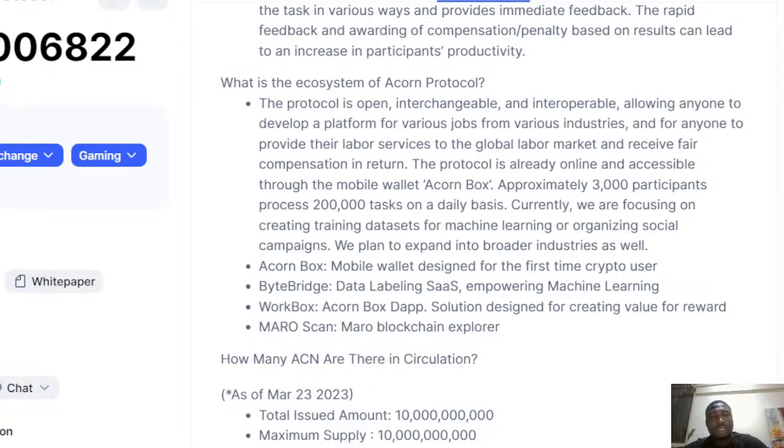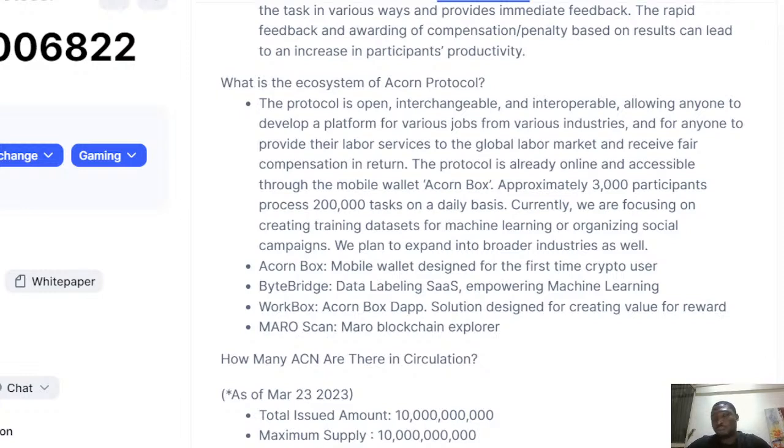So what is the ecosystem of Acorn Protocol? The protocol is open, interchangeable, and interoperable, allowing anyone to develop a platform for various jobs. It allows anyone looking at developing something for various jobs or industries, or anyone to provide their labor service to the global labor market and receive fair compensation in return. Now, the protocol is already online and is accessible through the mobile wallet and others.